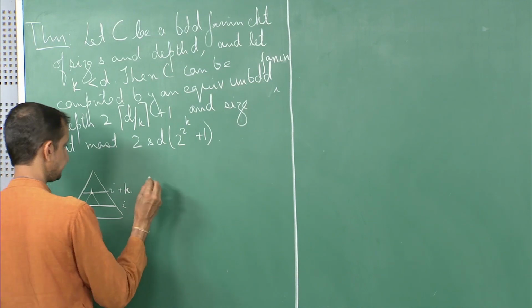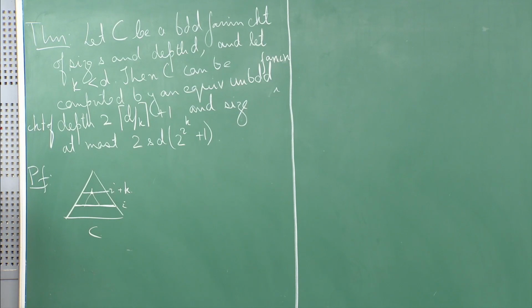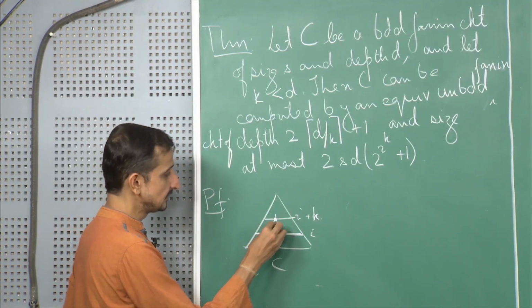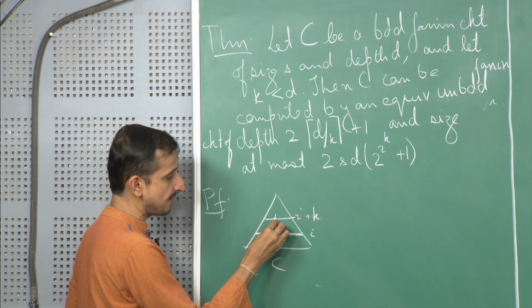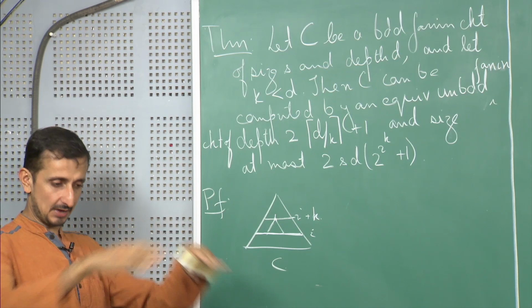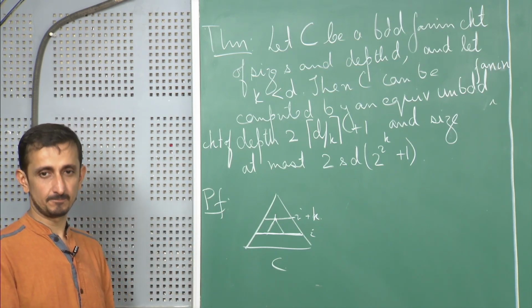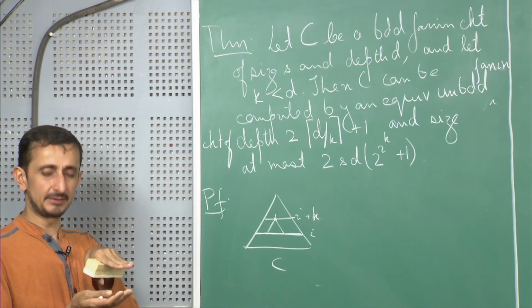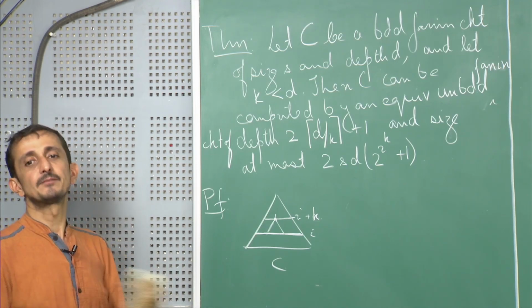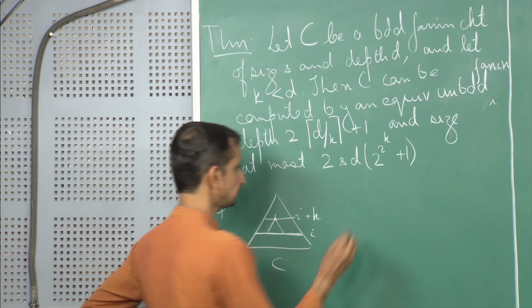I'll give the argument informally. Every gate here has at most 2 inputs. So if I go down by k levels, the tree can have at most 2 to the power k leaves of depth k. If I take any tree of depth k, or any graph of depth k, it can have at most 2 to the power k leaves. That is what I am using.